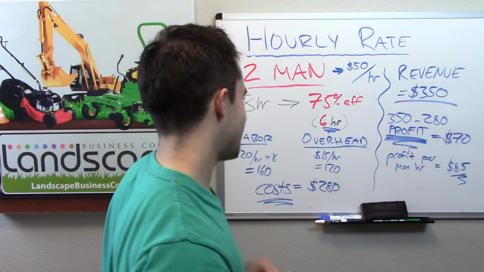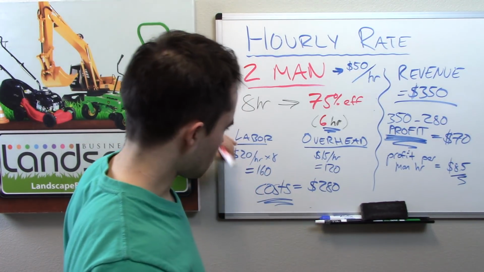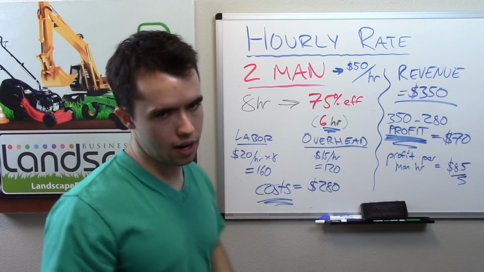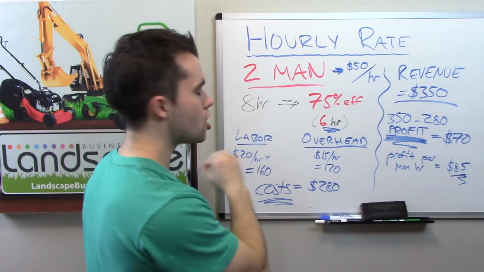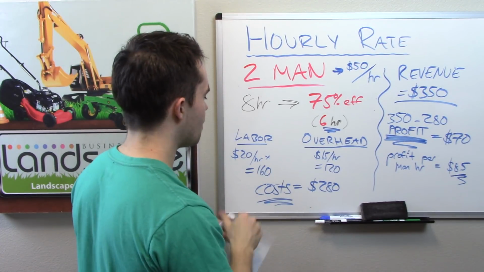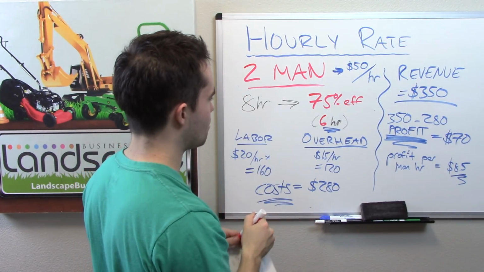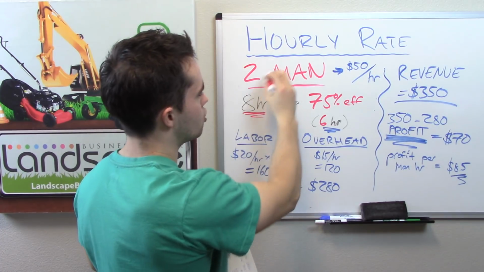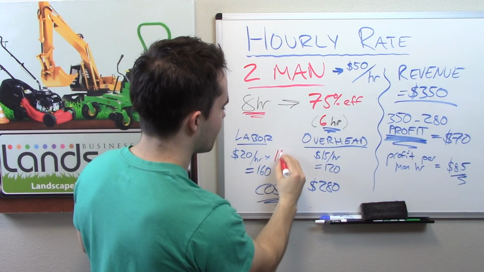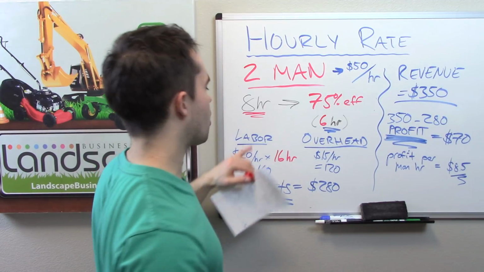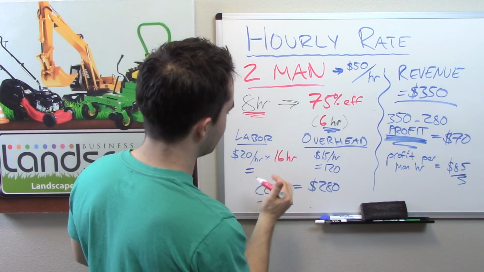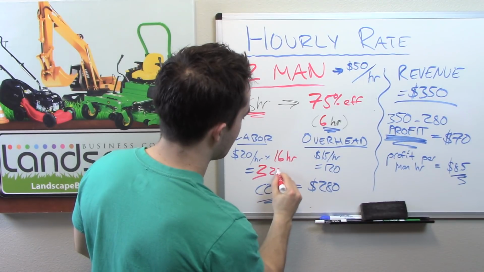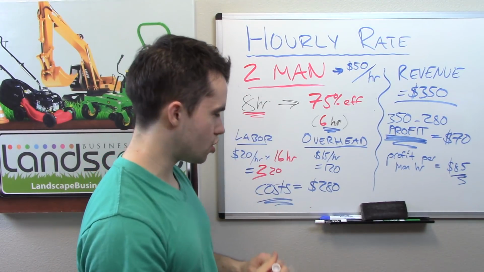Let's keep working through the example here. So labor. We're going to assume we pay them the exact same amount, it's $20 an hour, the cost of doing business to the company. But now we have twice as much labor. We have 16 hours because we have 2-man crew times 8 hours. We have 16 hours that we are paying someone. So now our labor is going to double. This is now going to become $320 of labor cost for this 2-man crew.